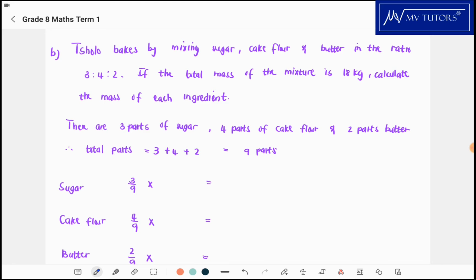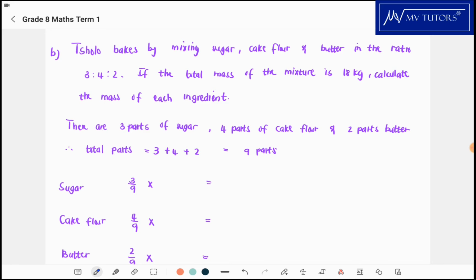Okay, it makes sense for cake flour to have the majority of the ratio, right? We don't want sugar to be the highest or else it's going to be too sweet. So now it says if the total mass of the mixture is 18 kilogram, calculate the mass of each ingredient.